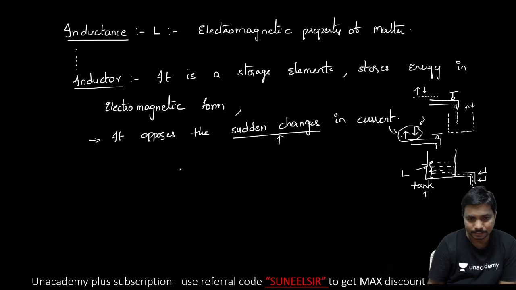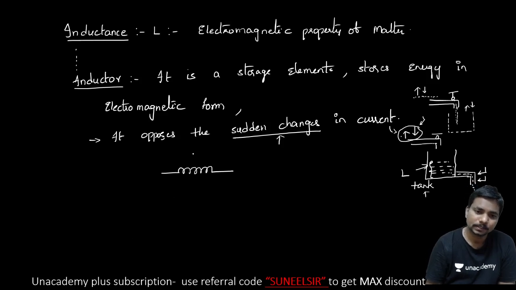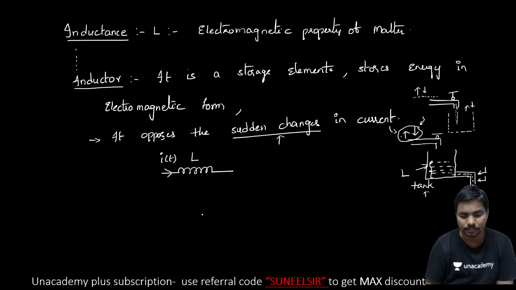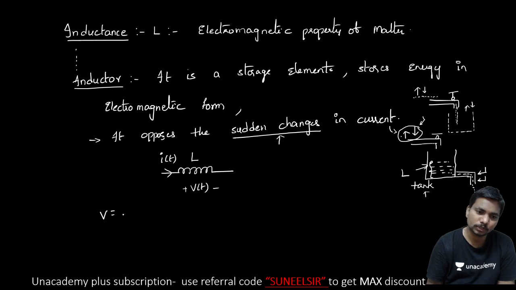Let us understand this concept-wise. Let us take the inductor. This is the symbol of the inductor. If you twist a wire into a coil, it will become an inductor, L. The current flowing through the inductor is I of t, and the voltage across the inductor is V of t. Then the voltage across the inductor is V equals L di by dt. Let us understand.